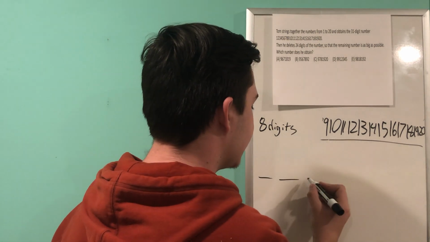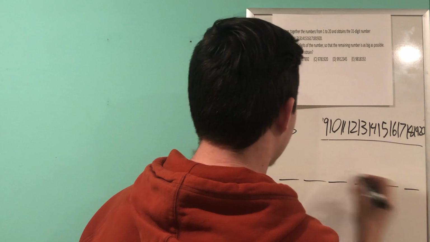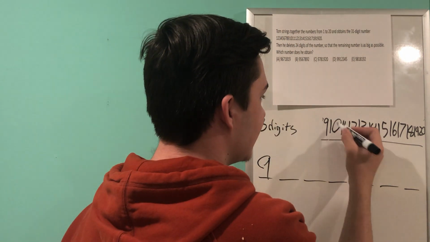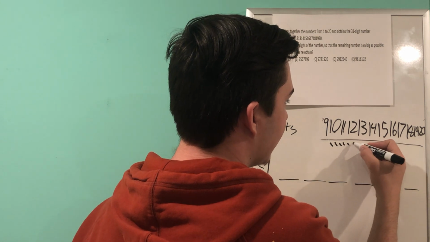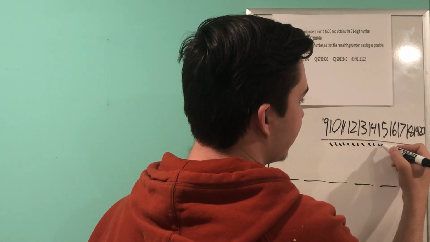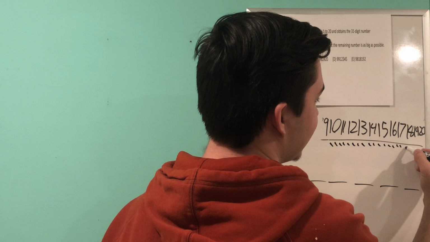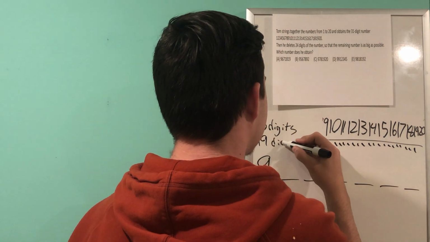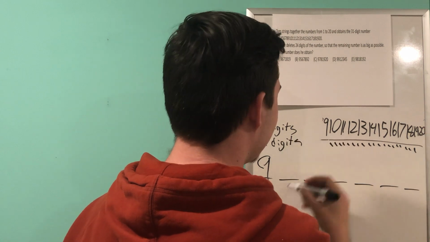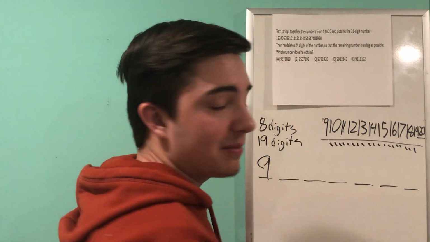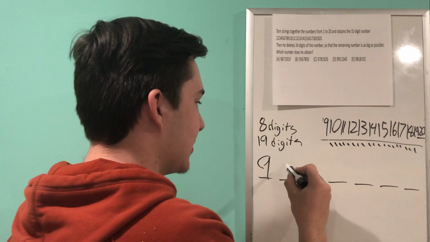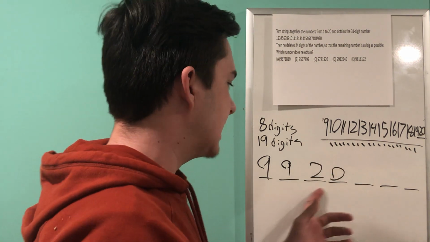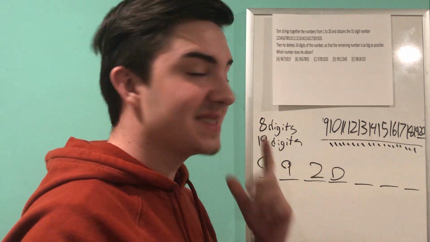So we want 7 digits. We know the first one's 9, and let's try to get 9 as the second one. So we'll have to get rid of digits: 1, 2, 3, up to 19. We get rid of 19 digits there, and we finally hit the 9. All the numbers we have left are 9, 2, and 0. Let's put them in. Uh-oh, that's only 4 digits. That's not good. We need 7.